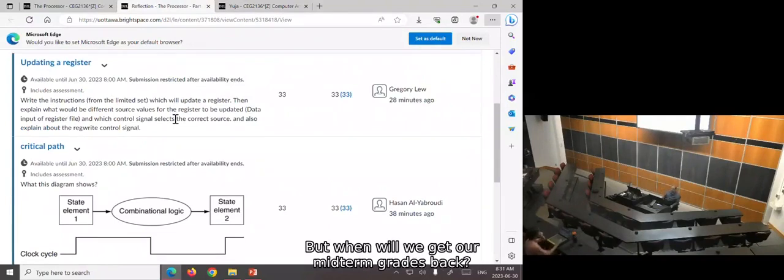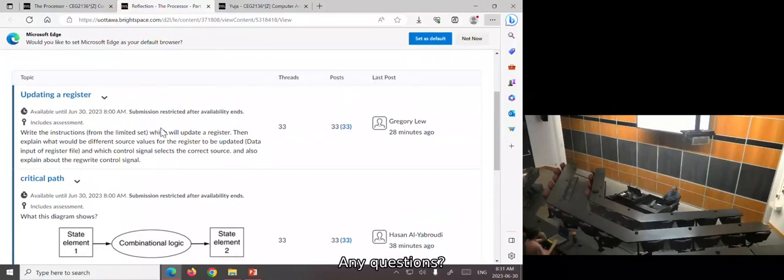Yes, please. Excuse me, but when will we get our midterm grades back? They are being marked now. Okay, hopefully, maybe next week. Next week, thank you. It's too much. We are trying. Any questions?